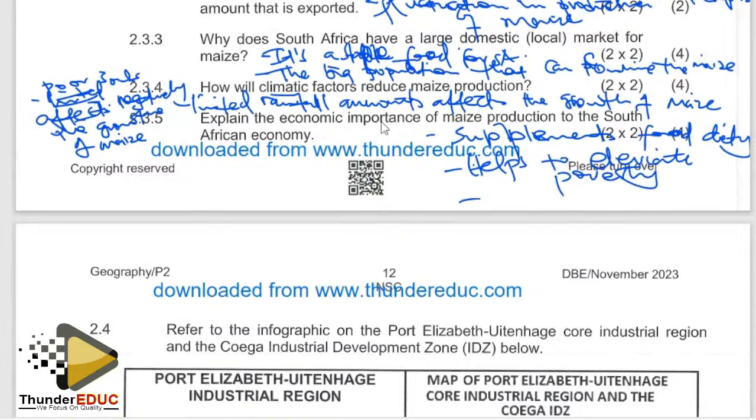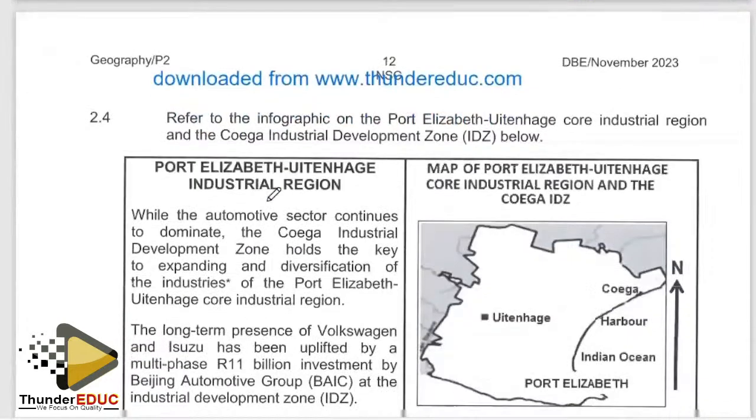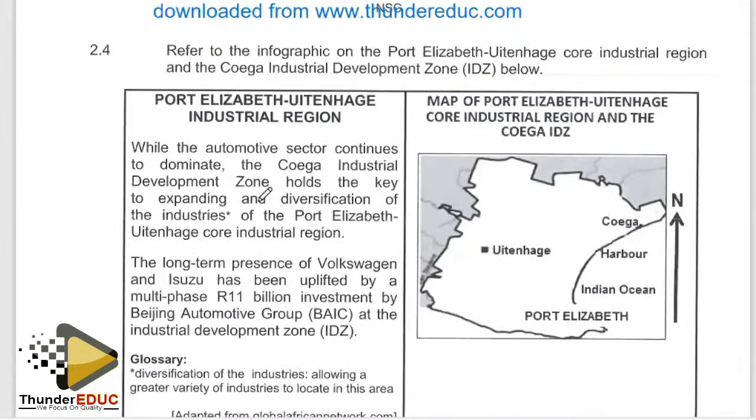Number three, you can look at the mark allocation. It's only 2 marks, but we can give as many as we can. People are employed in production of maize. Employment in the maize production. So we can have as many options as possible. All right, let's go to 2.4.